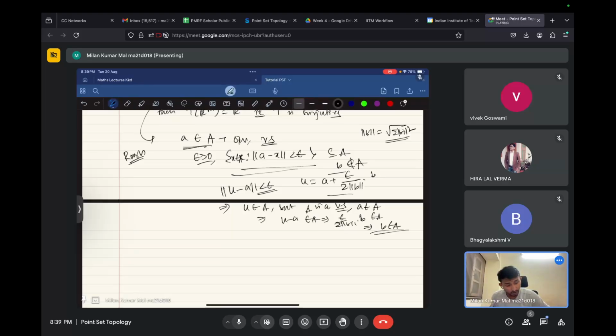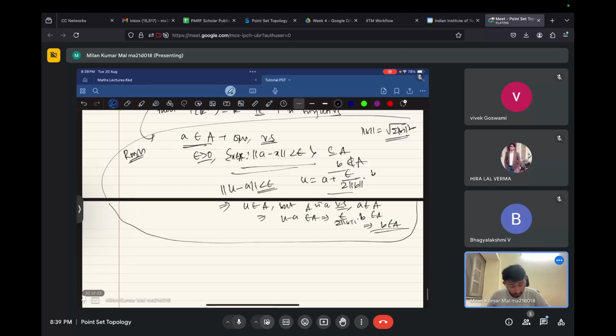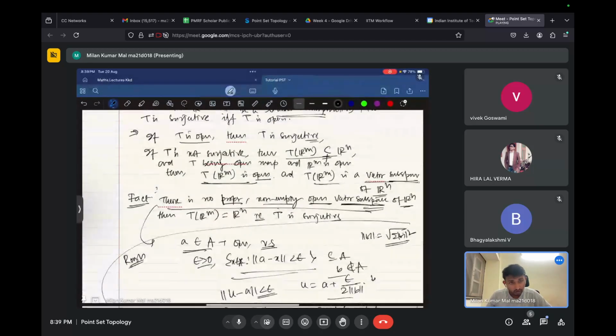So this is rough. I will just circle it, I will not write anything, and I'll not even erase this one. So this is one side. Now for the other side: if T is open, then T is surjective. Other side proof means, if T is surjective, then T is open. That is what I mean to prove.